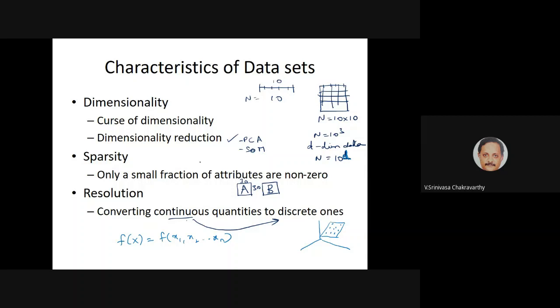So another property of vectors is sparsity. That is, certain kinds of real-world data might have the property of sparsity: only a small fraction of attributes are non-zero.